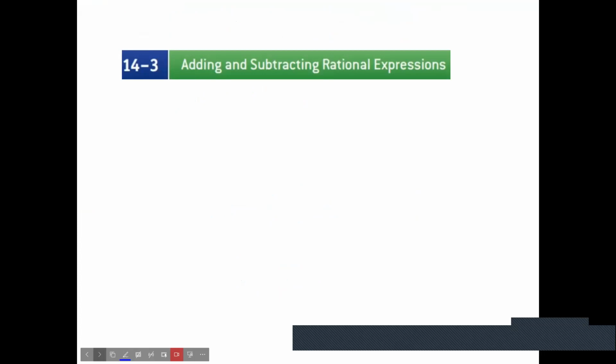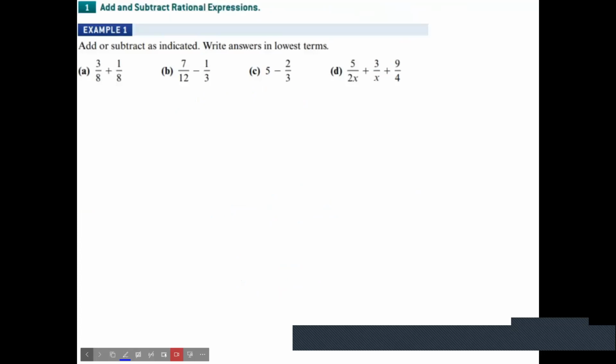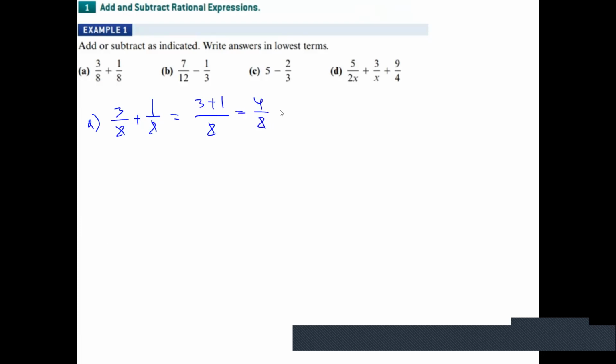So, adding and subtracting rational expressions. Let's see what kind of beast this is. So what is this game about? Common denominator, right? So let's play with that. Well, I have the same denominator. What is it? 8. 3 plus 1. Now I can simplify, and that's what it is.